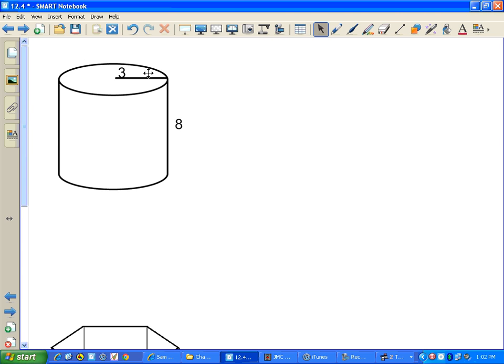So if I want to find the volume of a cylinder, I need area of the base times the height. Remember, base is the shape that forms the cylinder or the prism. It doesn't have to be sitting on the bottom. The base isn't always on the bottom. It's just the two shapes that are identical on two opposite sides.